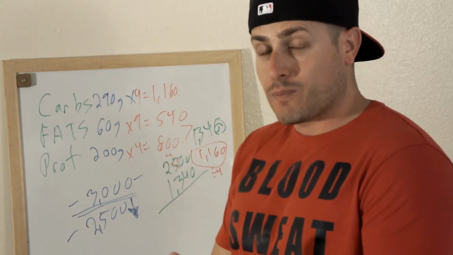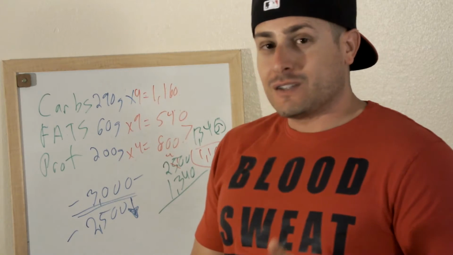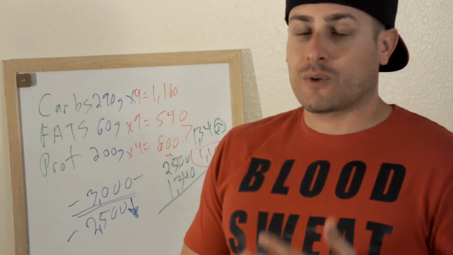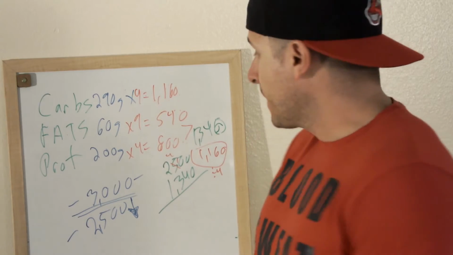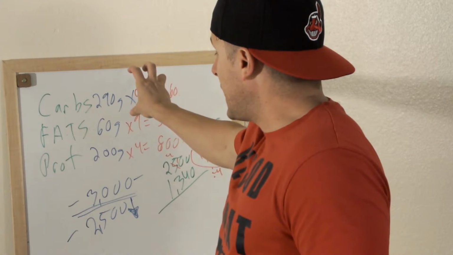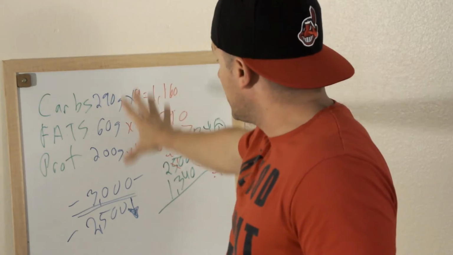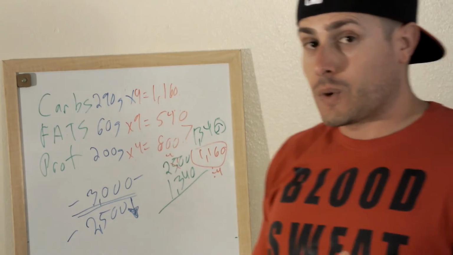Protein is 1 gram per pound of body weight. Fat is 0.3 to 0.6 grams per pound of body weight. And then last but not least, you figure out your carbs, and that gives you the macros you need in order to lose weight and/or cut.